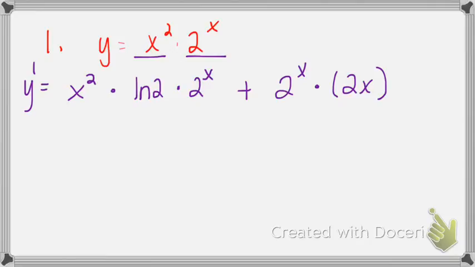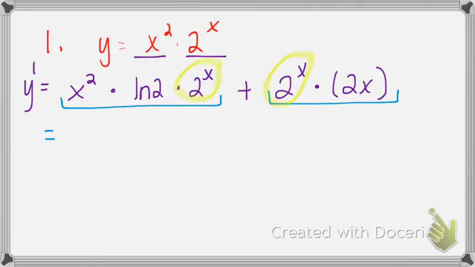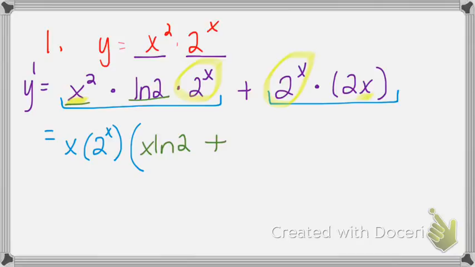Now, the hard part, I think, about the product or quotient rule is that there is some simplification involved. So once you get your answer, you're going to look at your two parts and see if you have anything in common. Notice that they both have a 2 to the x, and they both have an x. So what we're going to do is factor out an x and a 2 to the x. And then what we'll be left with is natural log of 2 and the other x, so x natural log of 2, plus, and then you'll be left with a 2 here. And then that'll be the final answer.